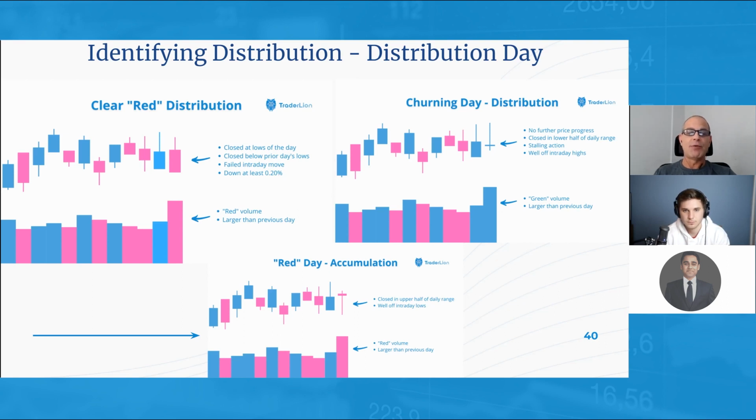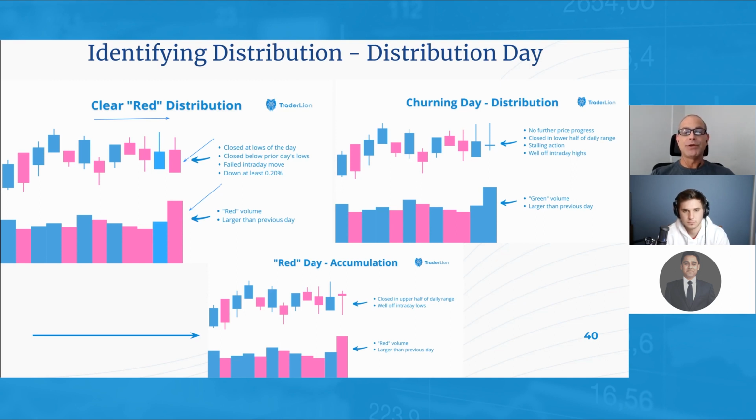It just needs to be down more than the prior session. There's a few ways distribution can show up. The easiest one to spot is our clear red distribution day. That's when we've got a sell-off of 0.20% or more, and volume picks up from the prior session. It meets the most simple definition, very easy to see.